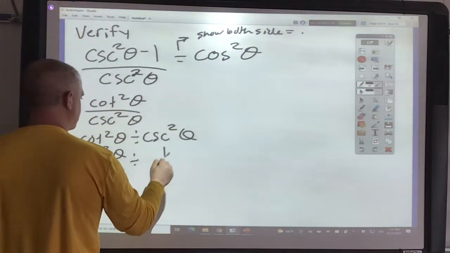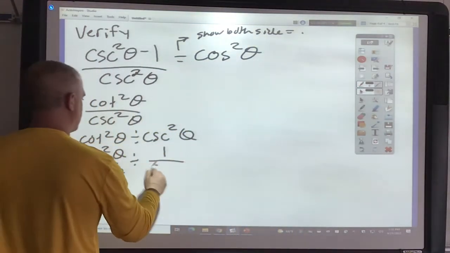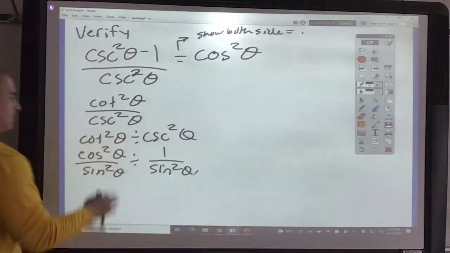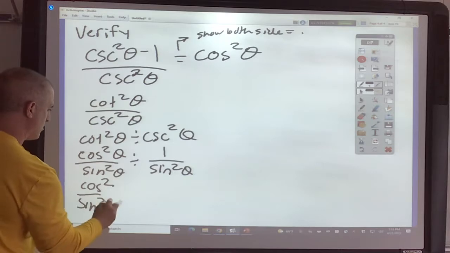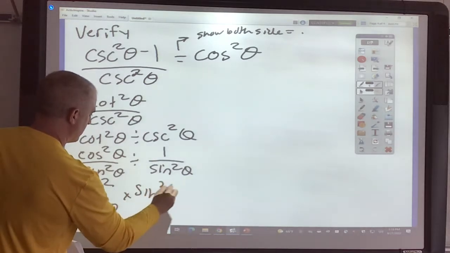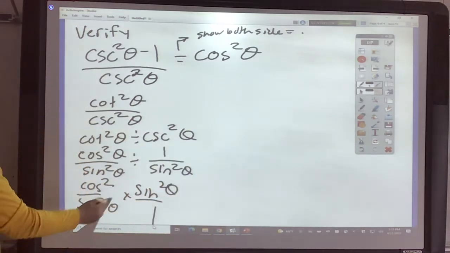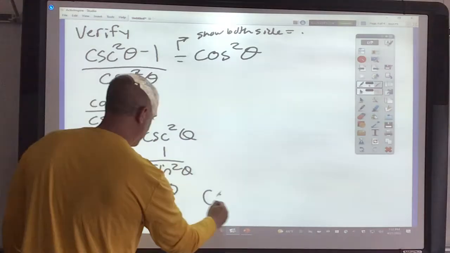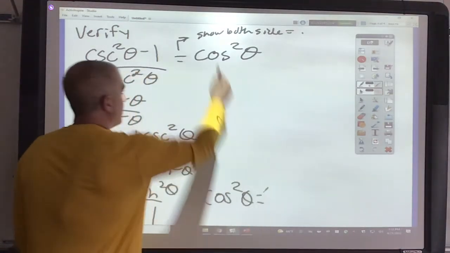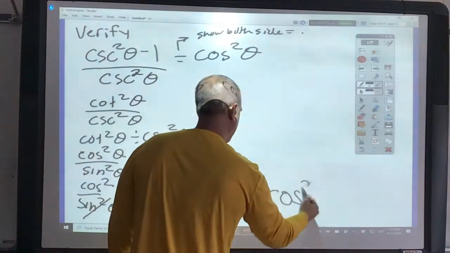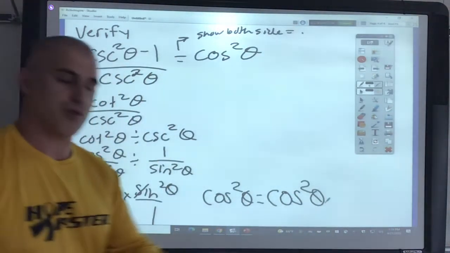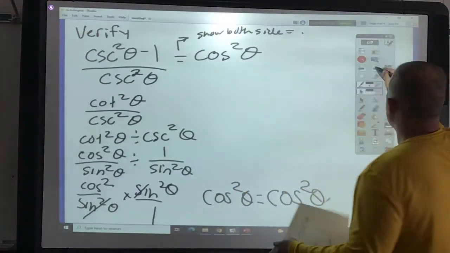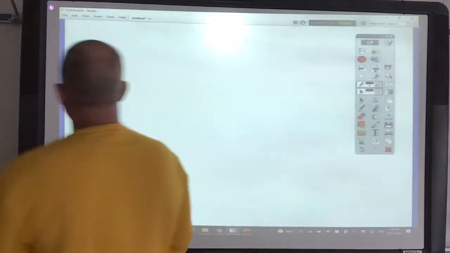Divided by 1 over sine squared. Sorry. So the division tells me to flip this. So now it's sine squared over 1. With multiplication, I now cross this off. So what does this equal? Cosine squared, and that's what I was trying to get to. Cosine squared. So what you have to show is that both sides are equal to each other. I'll follow your math. Okay? All right? Let's do another one.